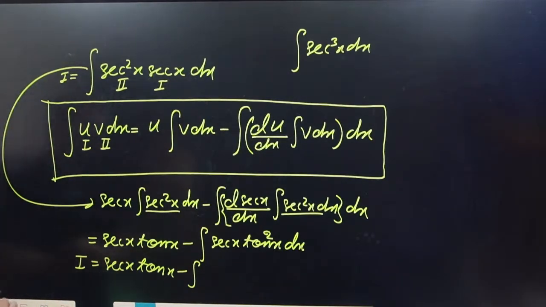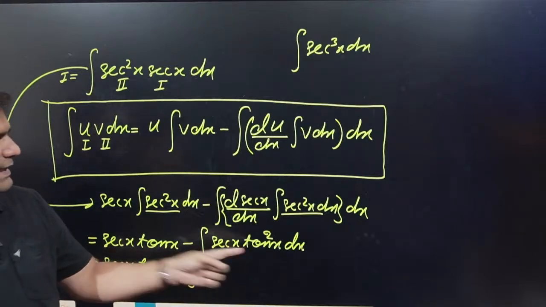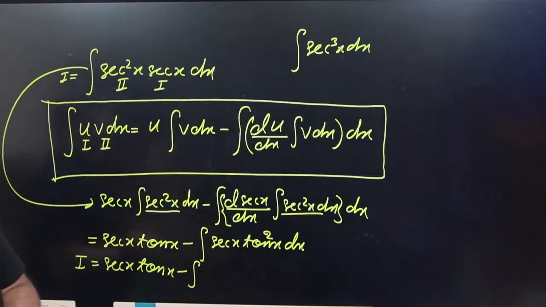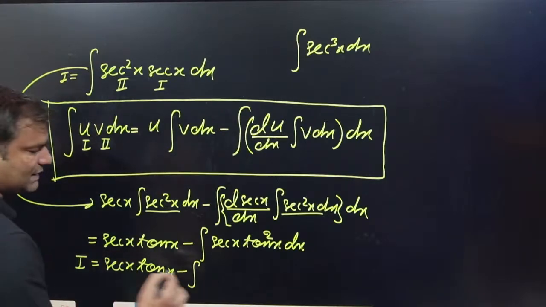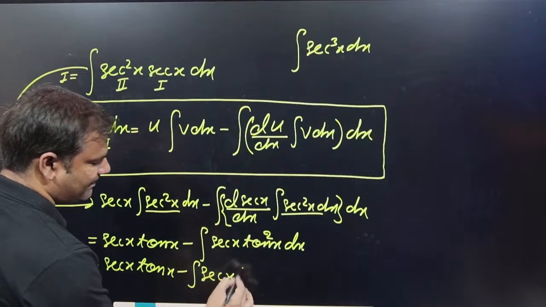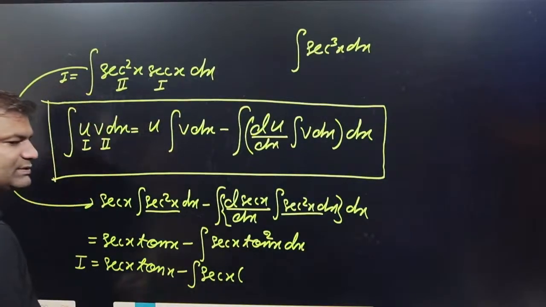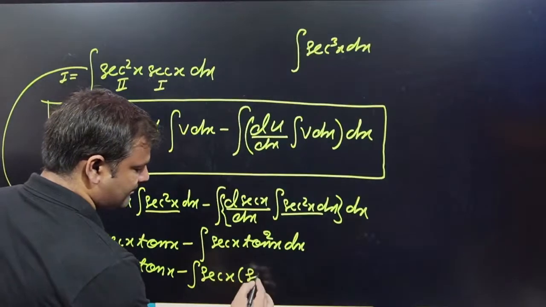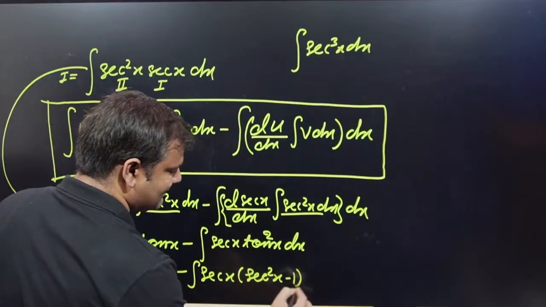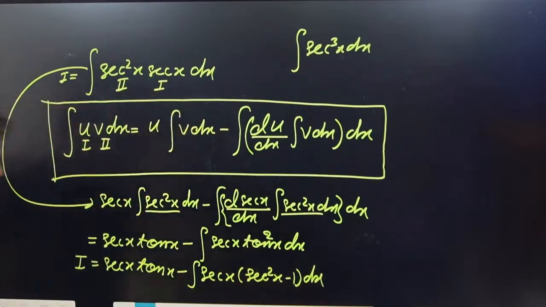Also clear? Now tan²x. If tan x is t, then that is the differentiation of this one. So you can write now, here this one, tan²x replaced by sec²x minus 1, into dx.